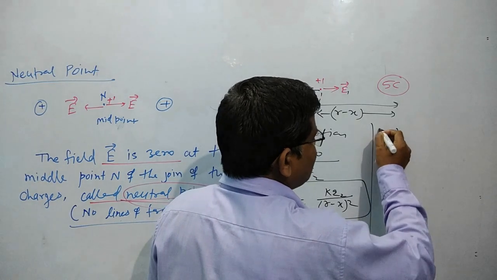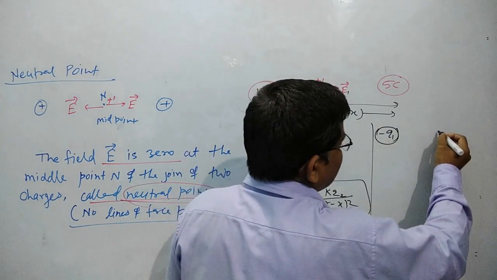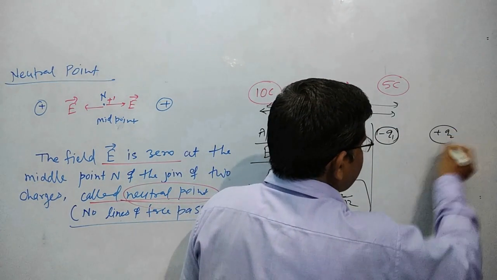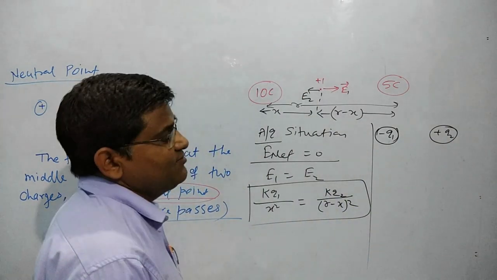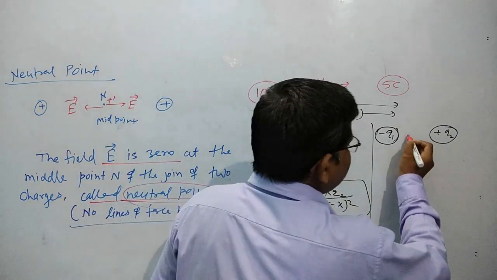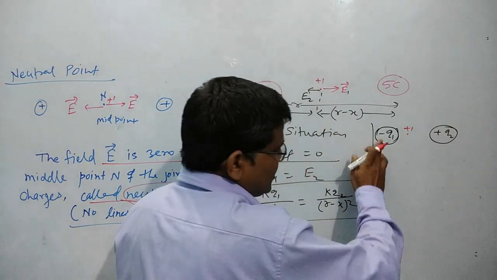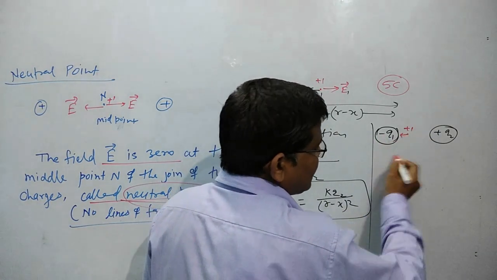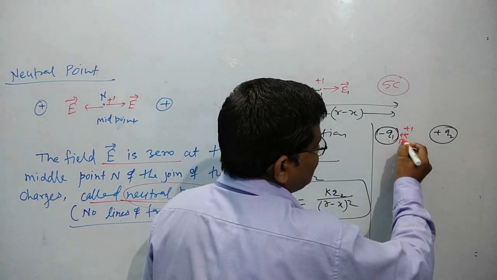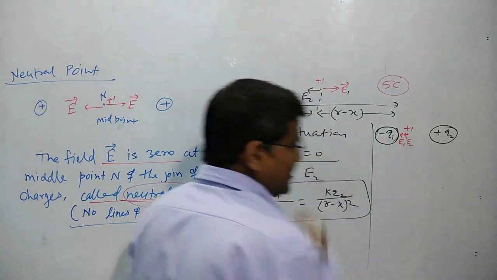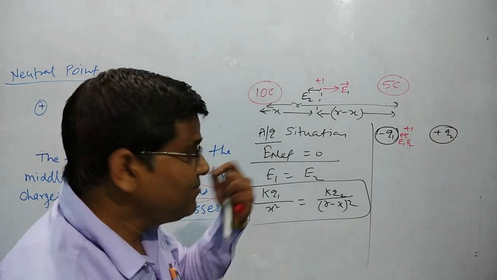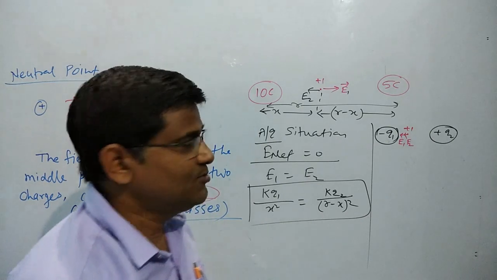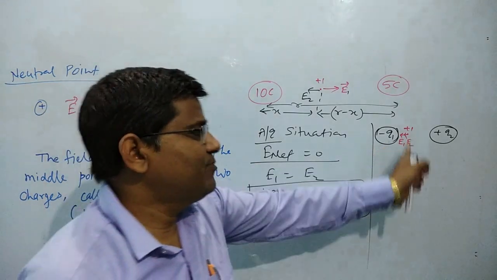Minus q1 here, and another is plus q2. Then where is the electric field 0? Suppose you put a plus unit charge here, then this becomes an attraction force, and this becomes an attraction force, both in the same direction. So in between the two charges it is not possible. Anywhere it is not possible.